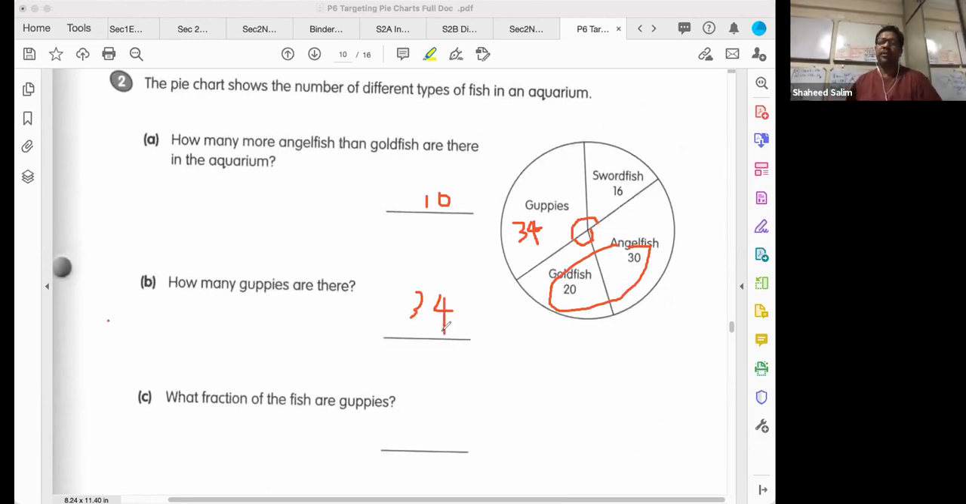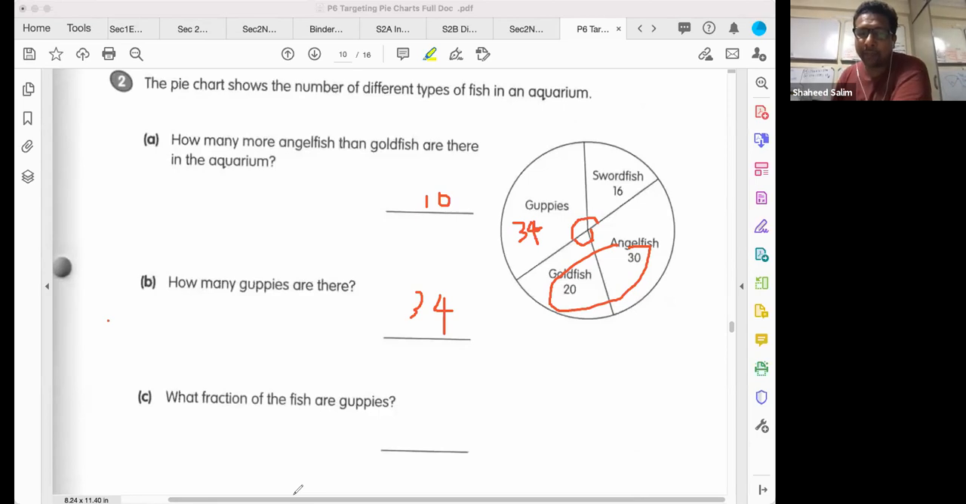Very simple. Come on, very simple. What fraction of the fish are guppies? Fraction means... well done to Miss Shafika. She has gotten it first. Congratulations, Miss Shafika. Showing that Aljunied is the premium secondary school, Aljunied.